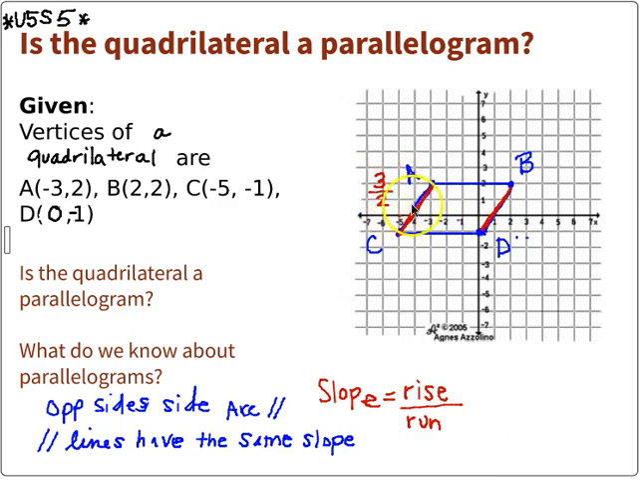Now, if this is a parallelogram, we need to have that same slope when we go from D to B. So let's check it. So from D to B, we rise 1, 2, 3, and then we go to the right 1, 2. So it also has a slope of 3/2. That is a good thing. Now we need to look at the slope between A to B and C to D. And we have a horizontal line for both those, don't we? Our two sets of remaining opposite sides are horizontal lines. What do we know about the slope of horizontal lines?